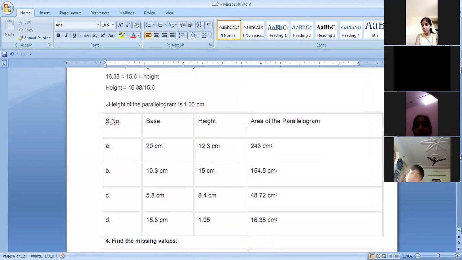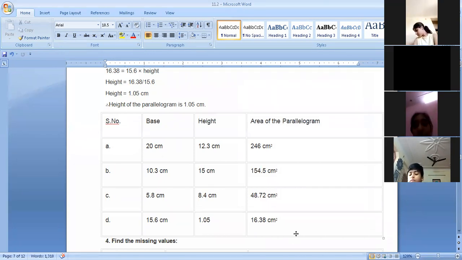Now you will fill this table also with the blue pen. Fill this table which you have left. Because you have solved all the parts, whatever the missing parts are there, fill it with blue pen in your table.